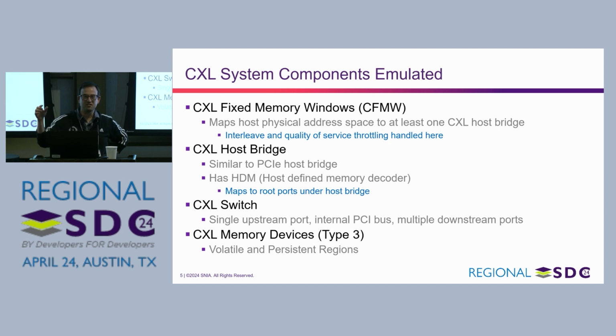Then we go down to the host bridge level. We talked about HDM before, so it's host managed device memory. You have to take the host address space that is advertised in this fixed memory window and then route it down root ports from the host bridge, right? So at each level of the hierarchy, you're routing memory requests. And all of this is basically transparent to an application.